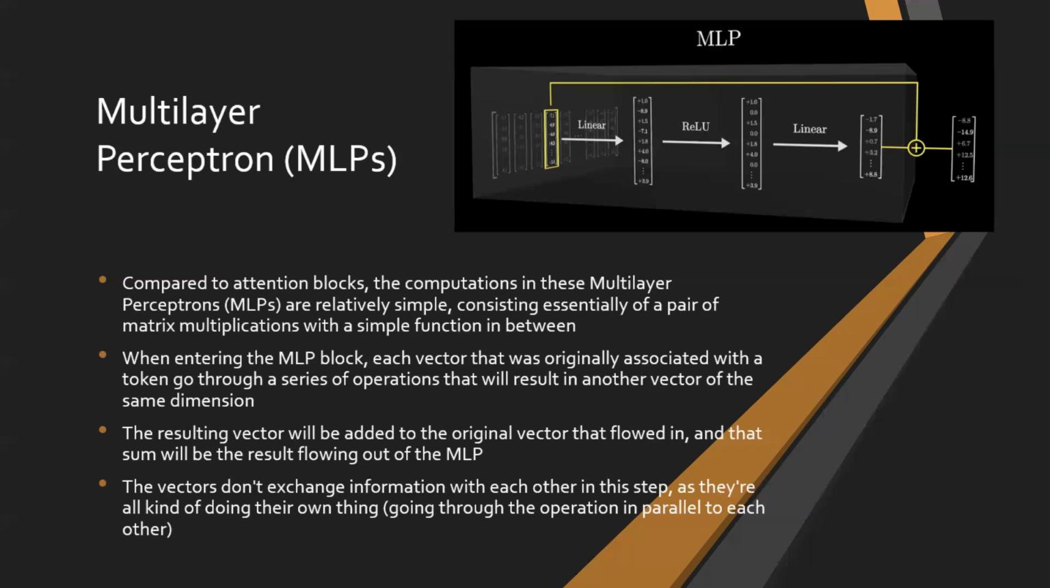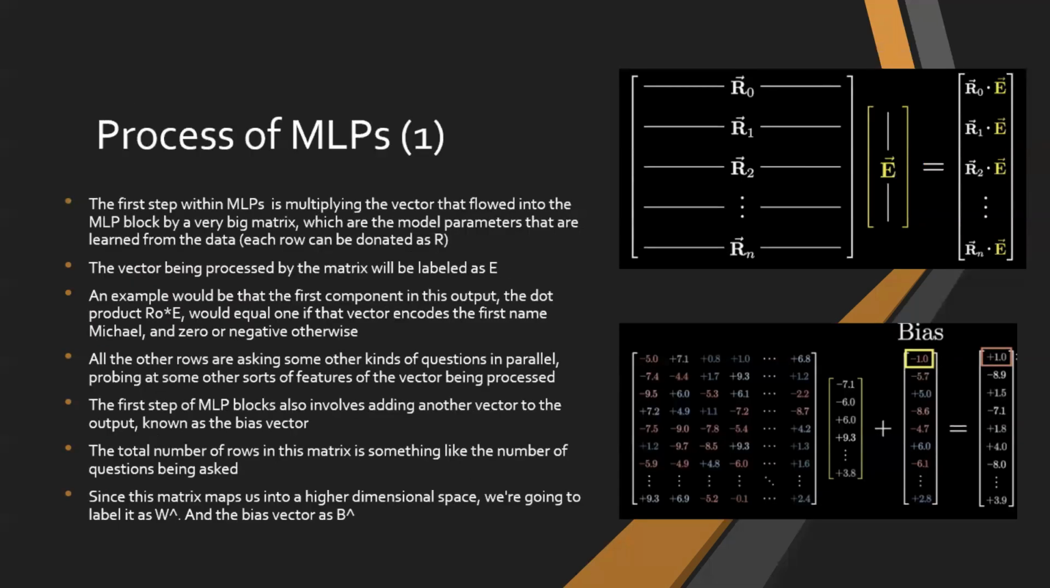The vectors don't exchange information with each other in this step, as they're all doing their own thing, going through the operation in parallel to each other. The first step within MLPs is multiplying the vector that flowed into the MLP block by a very big matrix, which holds the model parameters that are learned from the data. Each row can be denoted as R. The vector being processed by the matrix will be labeled as E.